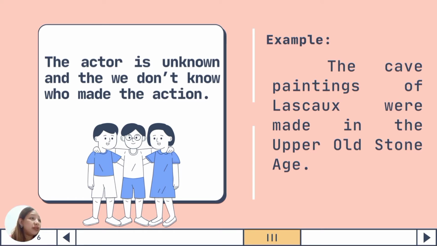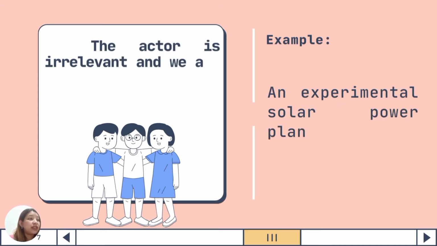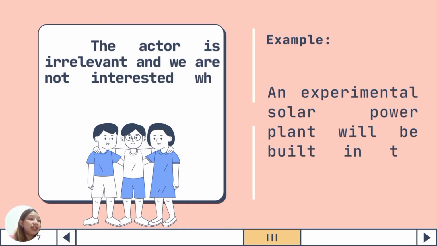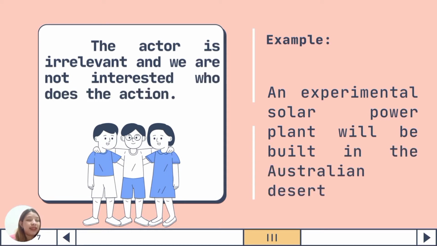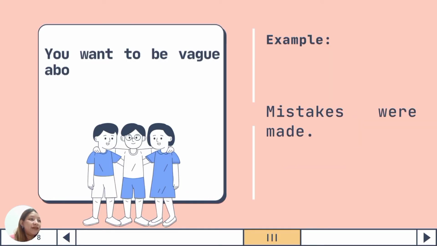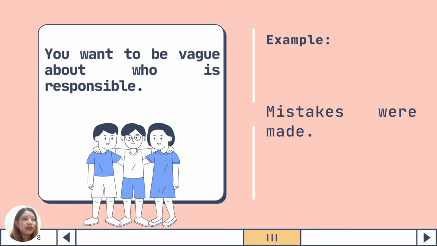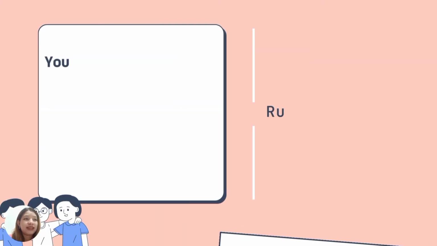First, if the actor is unknown and we don't know who made the action. Example, the cave paintings of Lascaux were made in the Upper Old Stone Age. Next, if the actor is irrelevant and we are not interested in who does the action. Example, an experimental solar power plant will be built in the Australian desert. Next one, if you want to be vague about who is responsible. Example, mistakes were made.